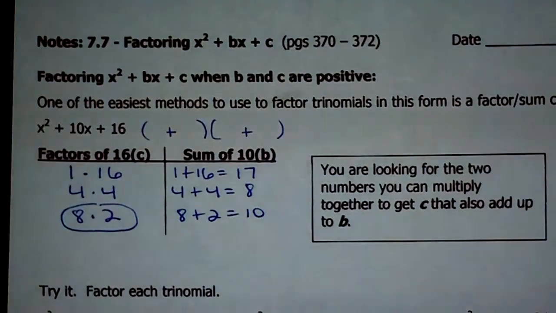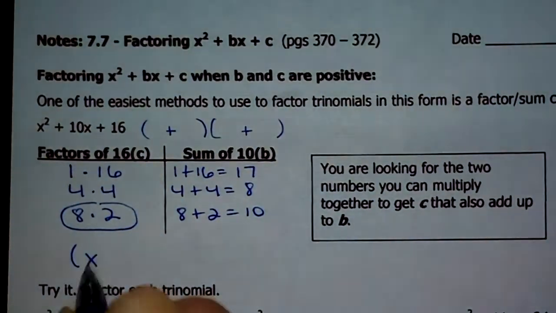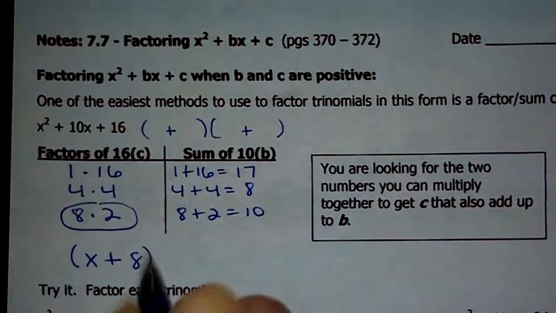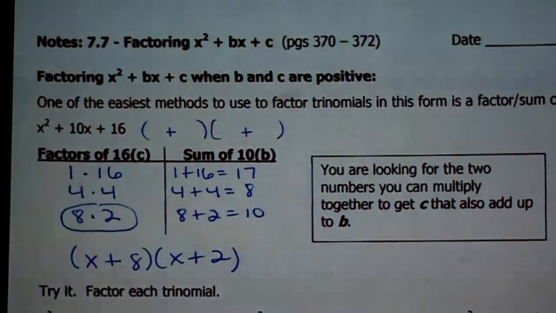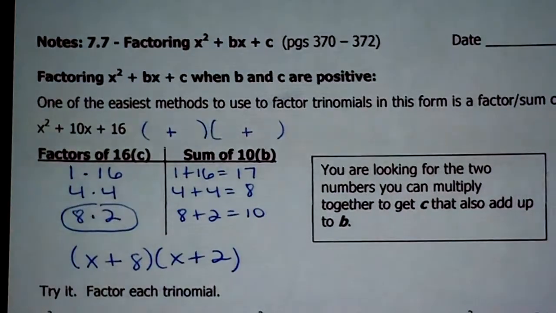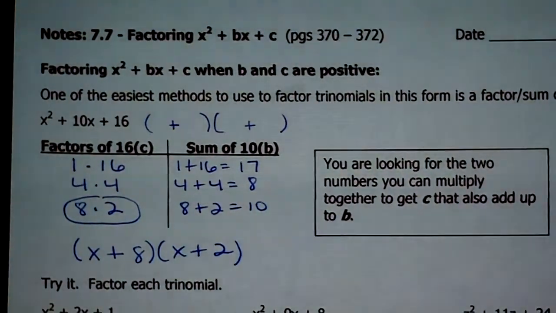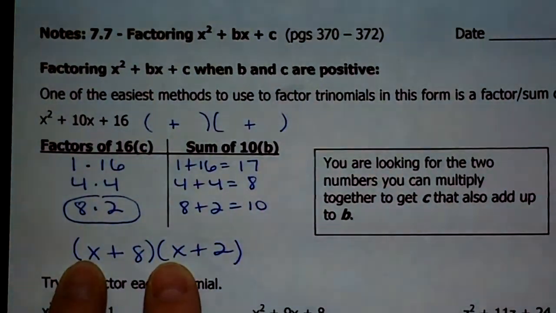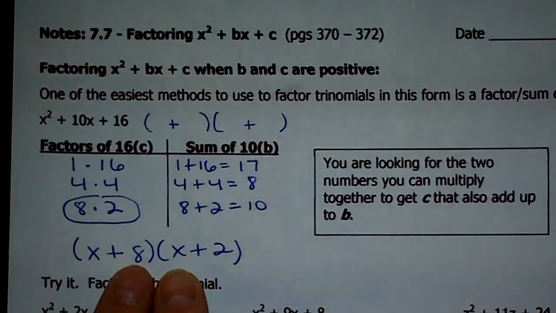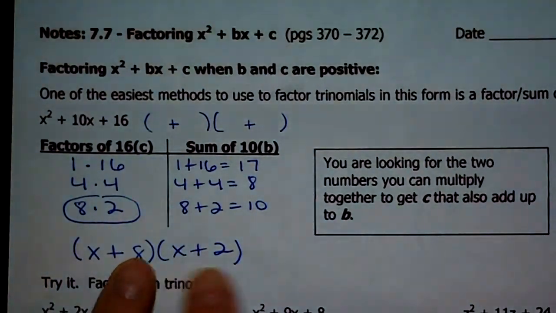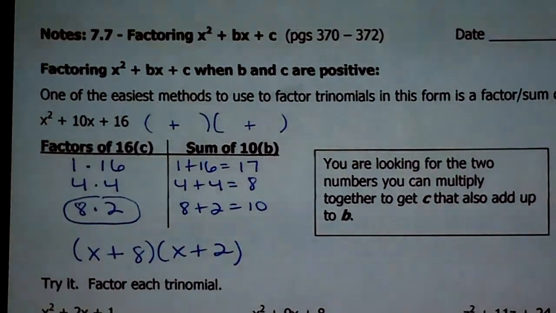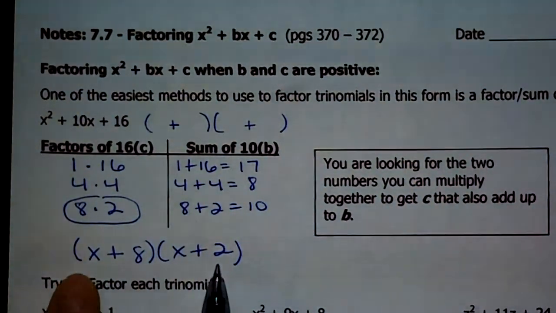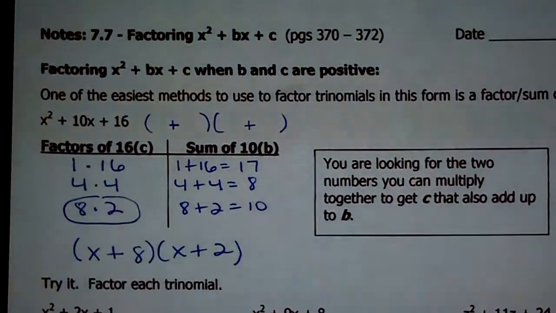And it's as simple as now saying, okay, x plus 8 times x plus 2. And the reason I have that x there is because that's what it was in this original expression. And if you did FOIL that out, you'd have x squared plus 2x plus 8x, which is 10x, plus 16. So you can go forwards and backwards. It's a nice way to check your work. Once you get this resulting expression here, you should FOIL it out, see if that's what you got.